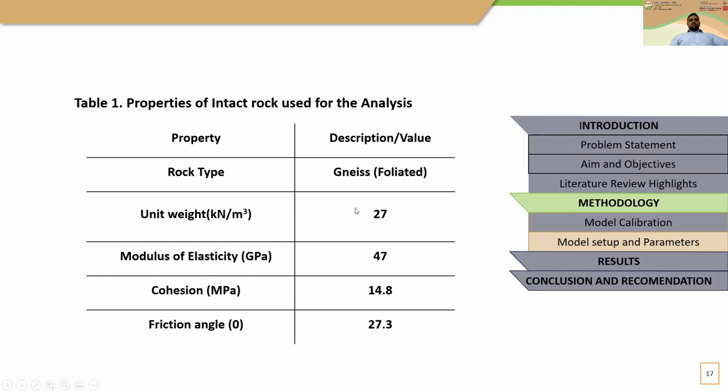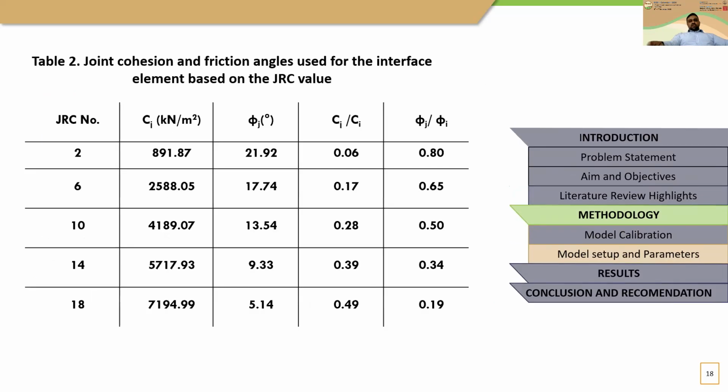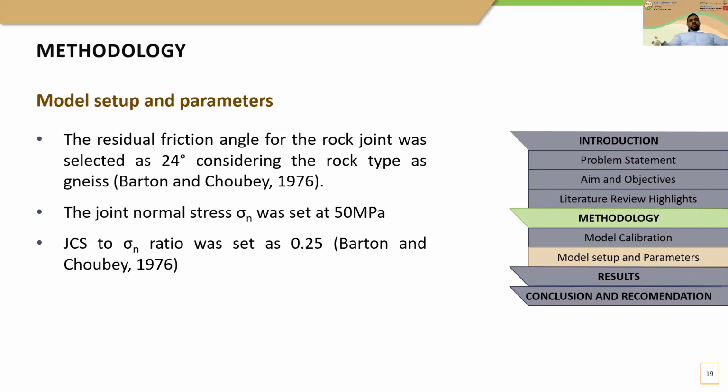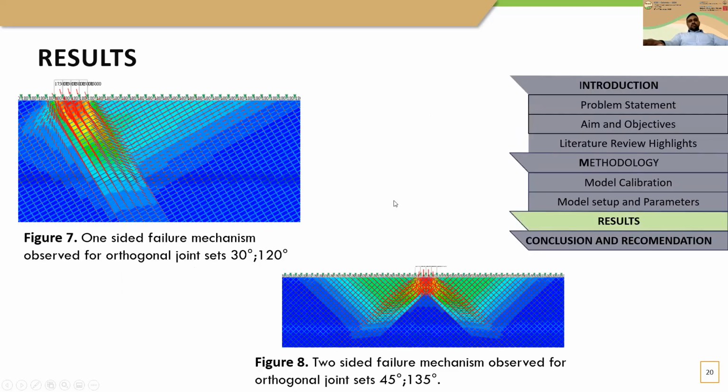We use the rock type as gneiss foliated, because in Sri Lanka, in Colombo especially, it's very common to have gneiss type rocks. And these are the JRC numbers that we have selected, 2, 6, 10, 14, and the corresponding coefficient, joint cohesion and joint friction angle obtained by considering Barton's conversion. For the others, in the equation 1 that I presented, they are considered to be constants, which I have presented here in this slide and is given in the paper corresponding to this.